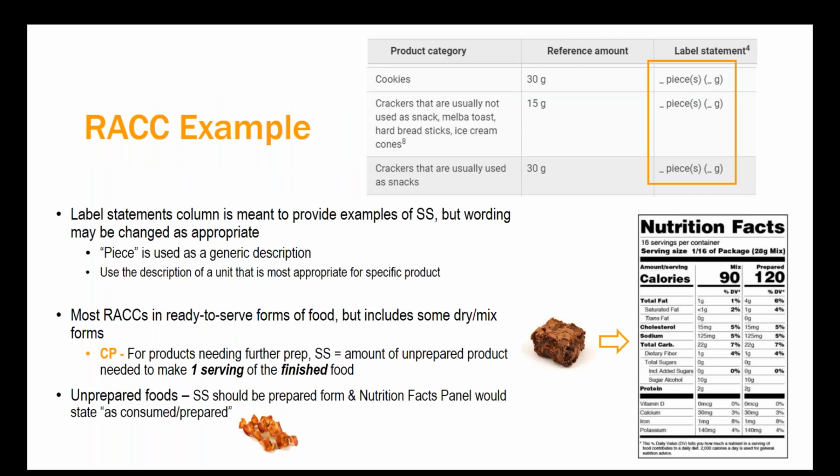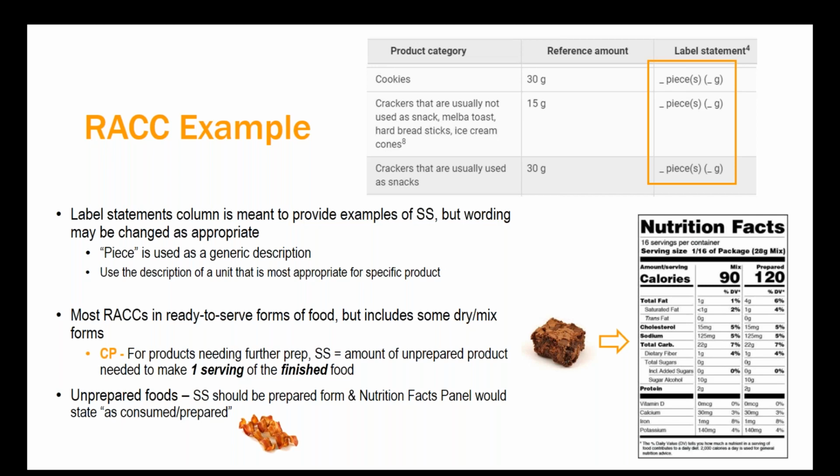All right, and so we'll delve into the RACC a little bit more now that I've given you what it is and what it looks like. I want to discuss some key points to consider when you're using it and determining your serving size. So at the top right-hand of the slide, you can see an example that was taken from the RACC, which is the RACC product category for cookies and crackers. One thing here, emphasized by the orange box, that I have a lot of confusion around, is that the label statements column is meant to provide examples of serving size, but the wording can actually be changed. So we get a lot of clients that say, well, the RACC says piece, so that's what I have to use. That's not true. Piece is just a generic description. You don't have to use that. You can use what's most appropriate for your specific product.